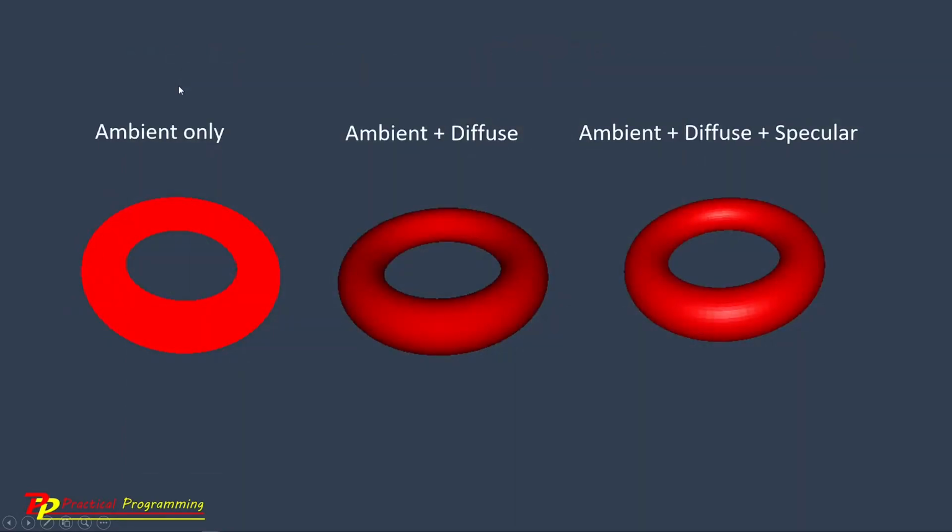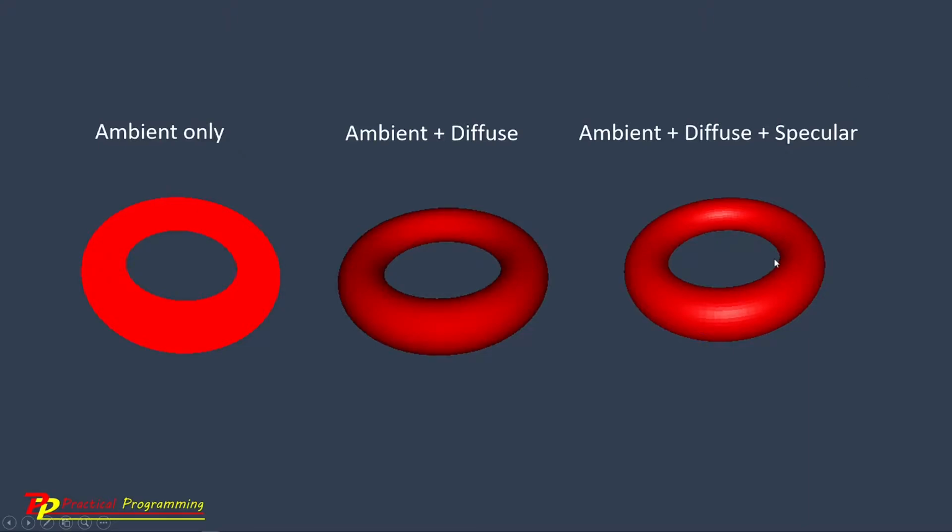Here we show the light reflection on the torus surface. On the left is the light effect from the ambient light source. At the center is the light effect from both ambient and diffuse light sources. On the right is the light effect from ambient plus diffuse plus specular light sources.